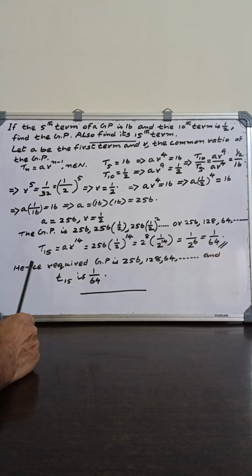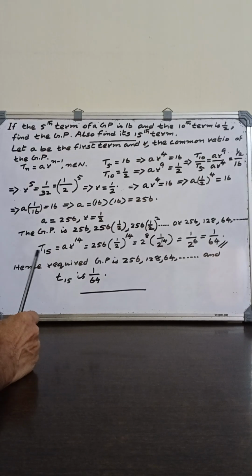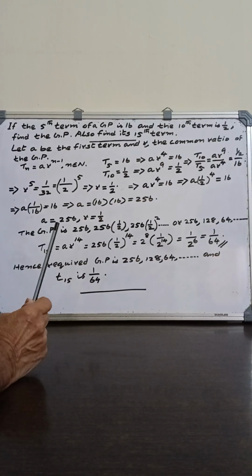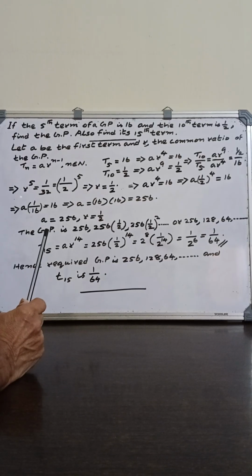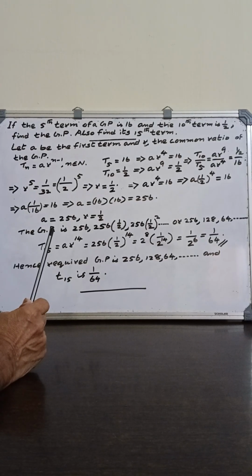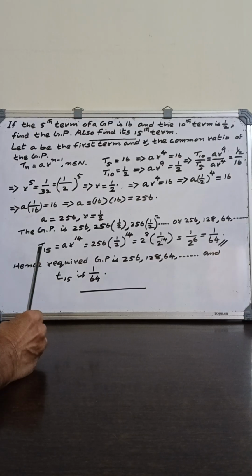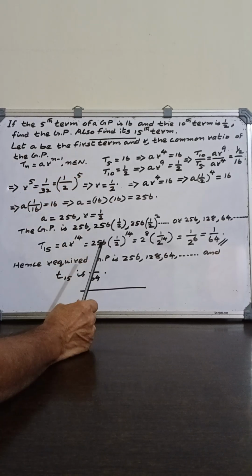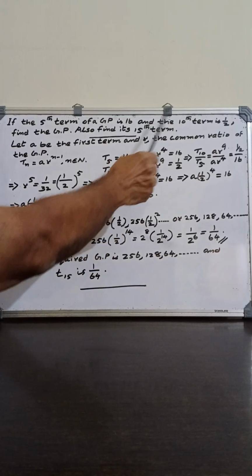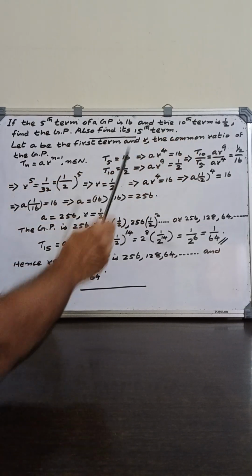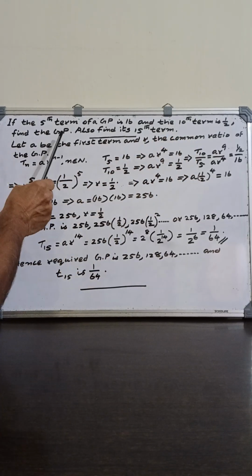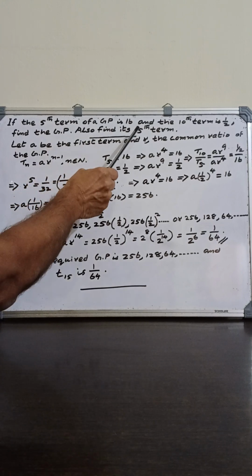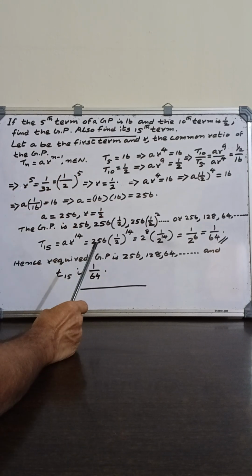Today we are discussing mathematics, geometric progression of 11th standard. Here is an application question for geometric progression. If the fifth term of a GP is 16 and the 10th term is 1 by 2, find the GP, also find its 15th term.